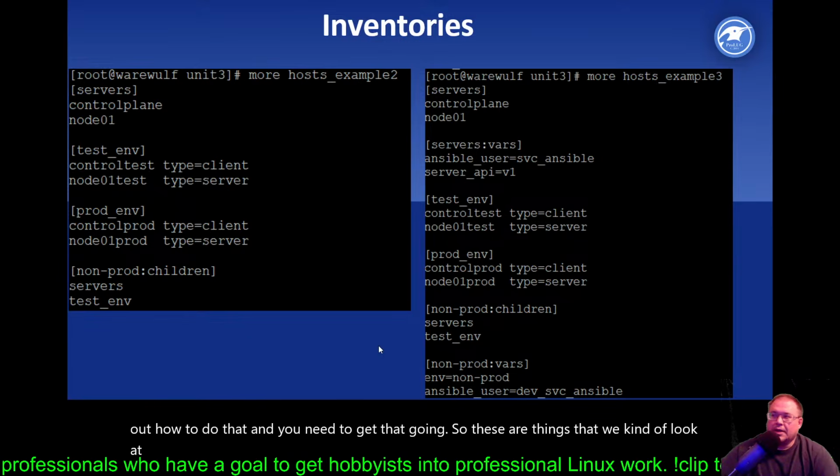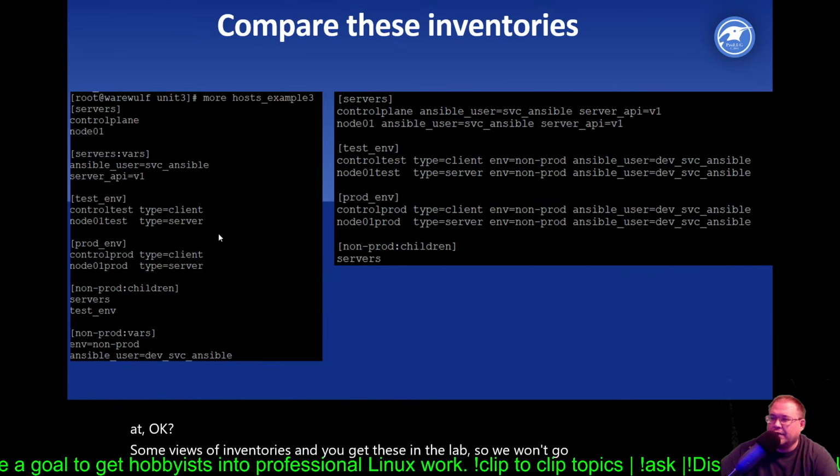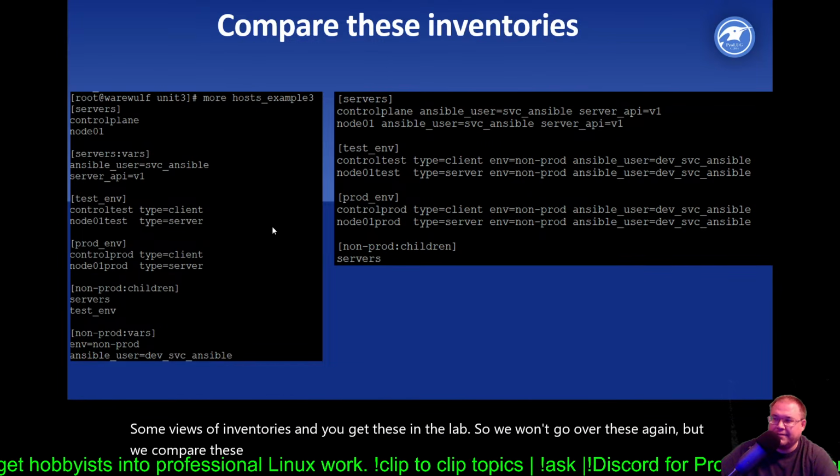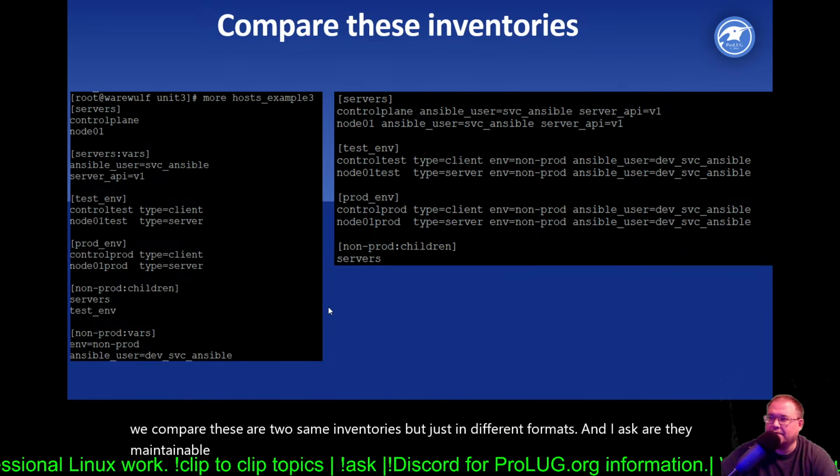Okay. Here are some views of inventories, and you get these in the lab, so we won't go over these again. We compare two identical inventories, but in different formats, and I ask, are they maintainable? Something to think about.